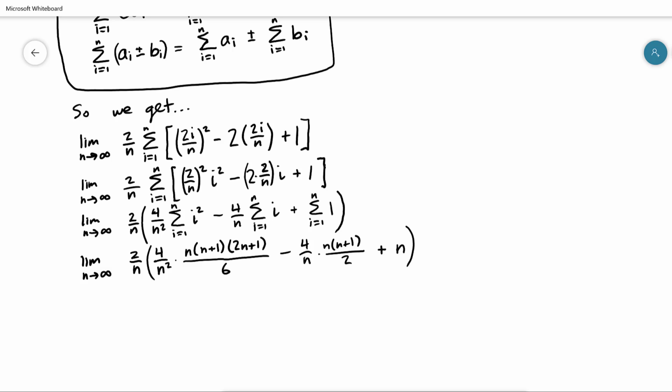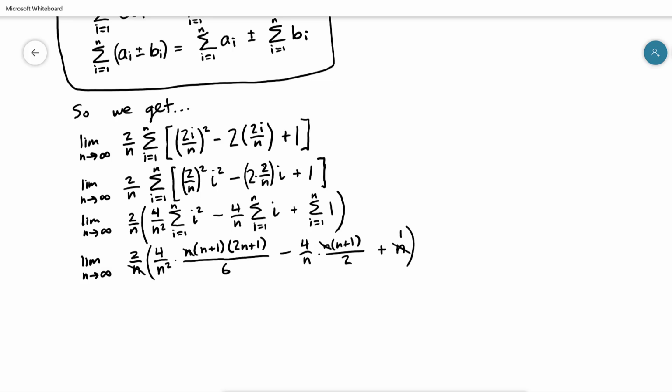We can simplify a little bit. Every single one of these terms has at least an n in the numerator, and we've got an n in the denominator out here. Let me cancel all of those. So I'm going to cancel that with that, and that, and that. And this is now just a 1.